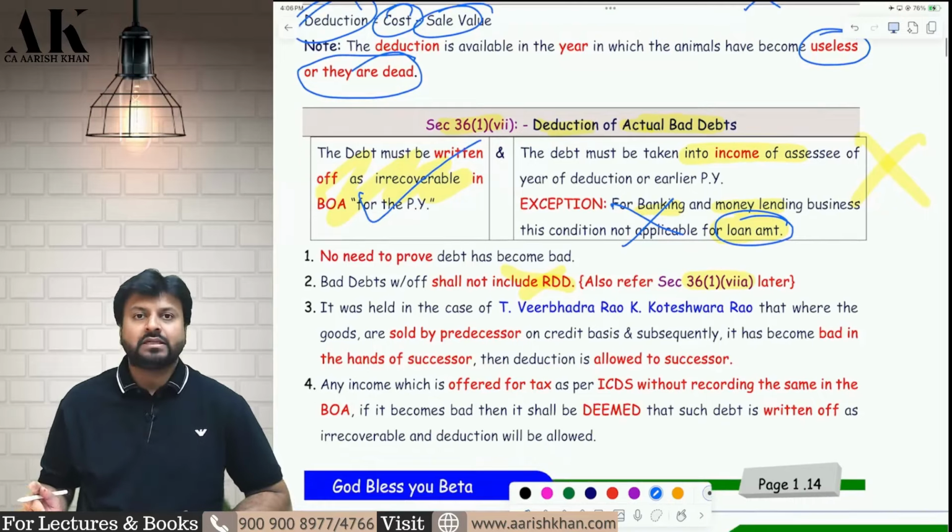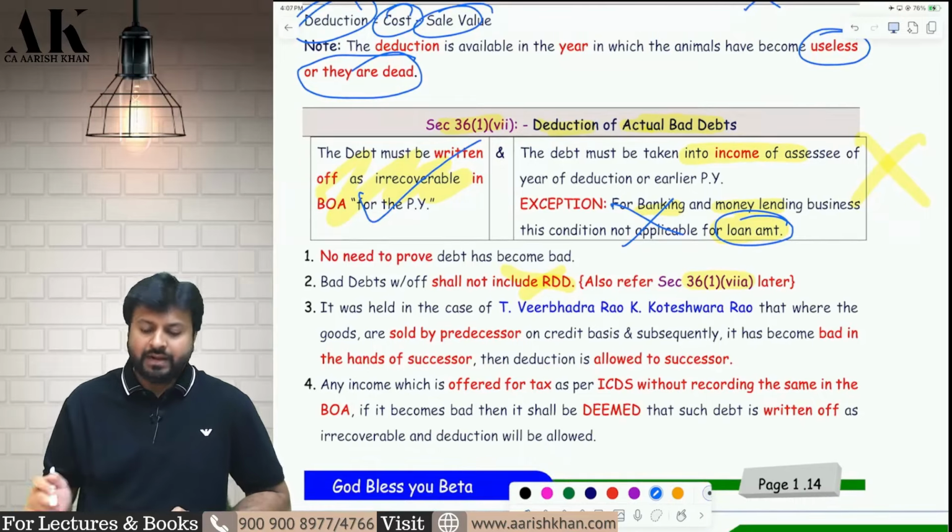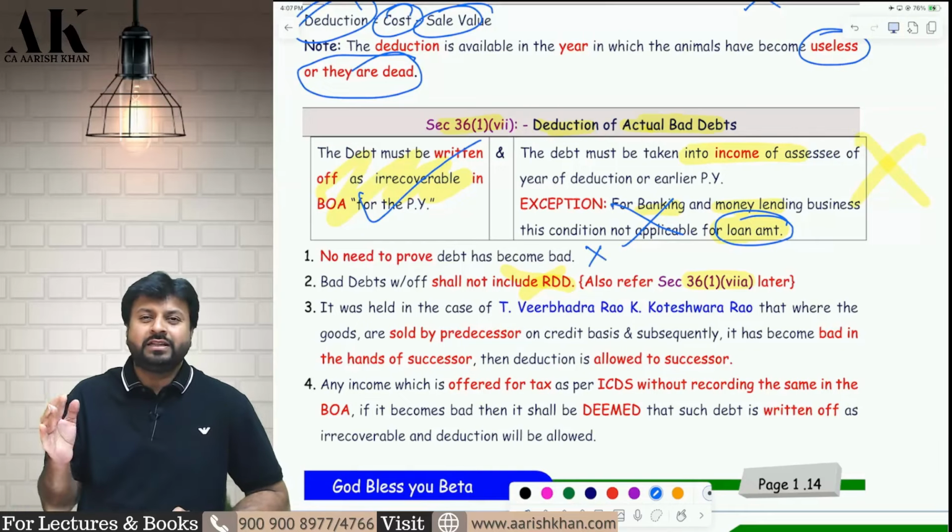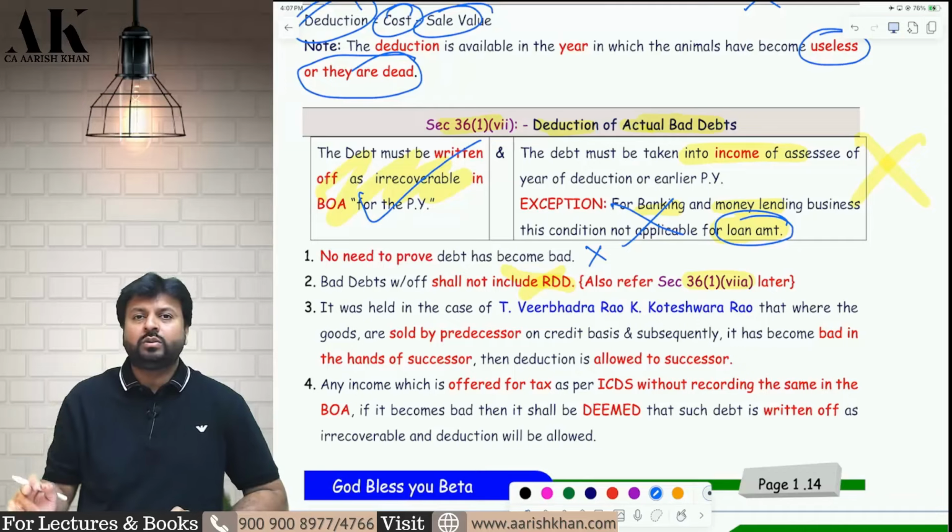Okay. Sir, is it necessary to prove that the debt has become bad? Not necessary. There is no need to prove to anybody that the debt has become bad. You have to just write it off in the books of accounts. That's it. No need to prove it to anyone. I hope it is clear to all of you.